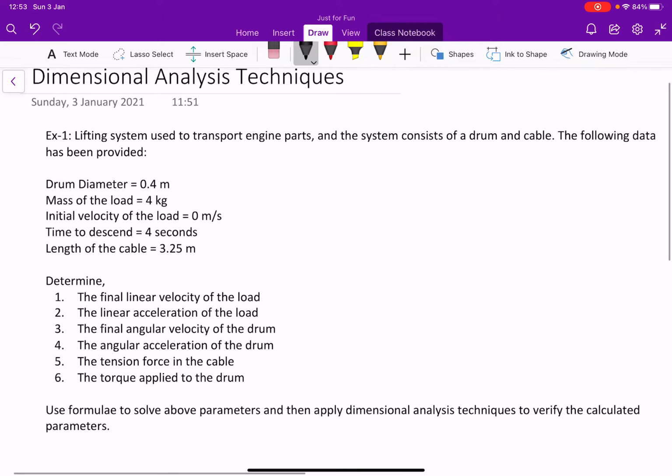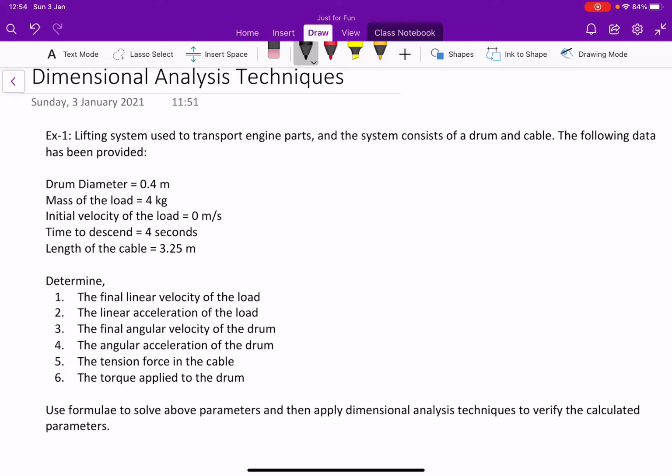The example says that a lifting system is used to transport engine parts, and the system consists of a drum and cable. The following data has been provided. The drum has a diameter of 0.4 meter, the mass of the load is 4 kilogram, the initial velocity of the load is 0 meter per second, the time taken for the load to reach the top is given as 4 second, and the length of the cable is given as 3.25 meter.